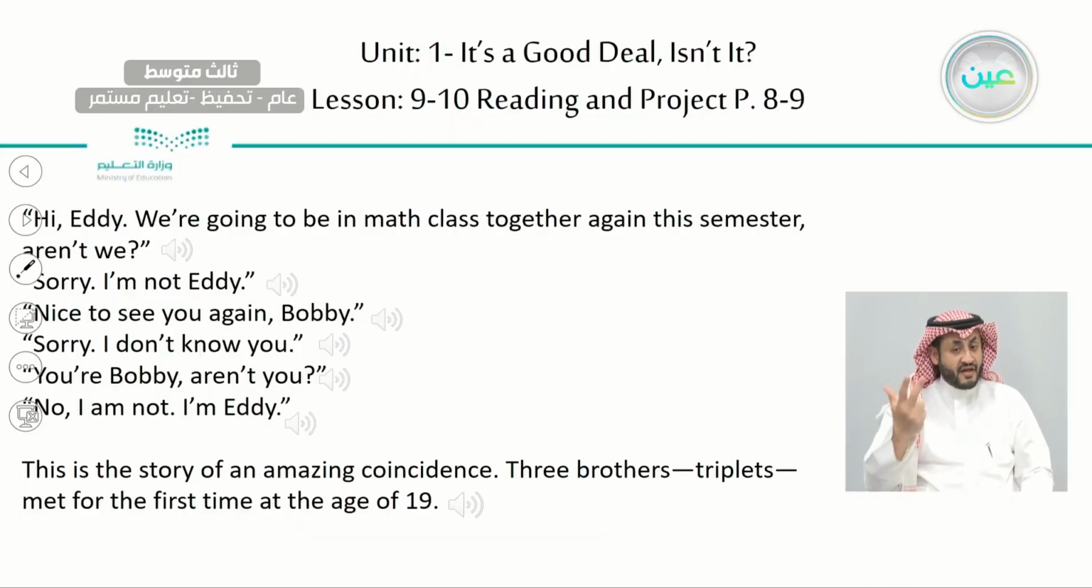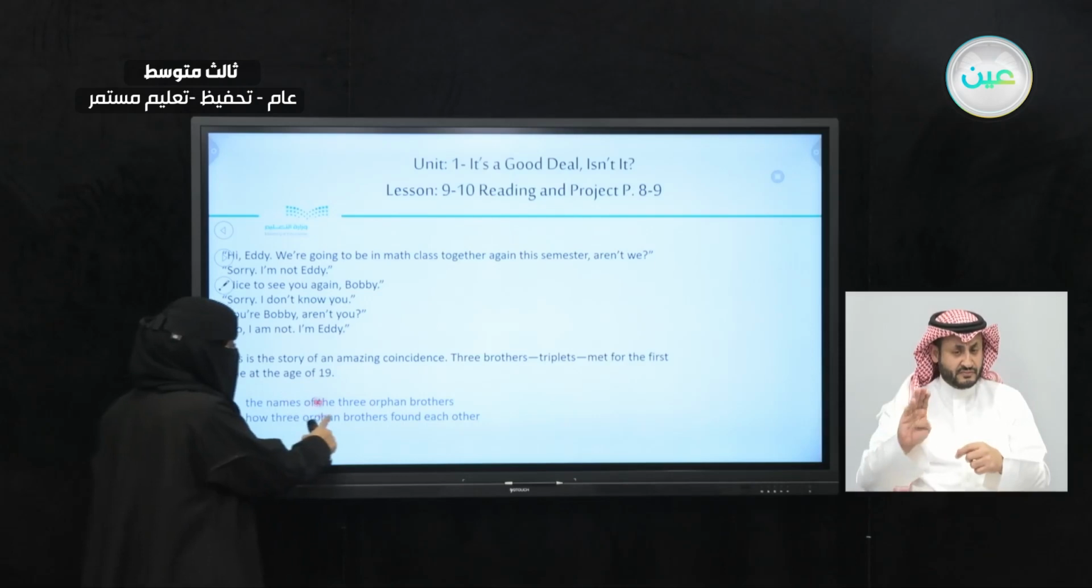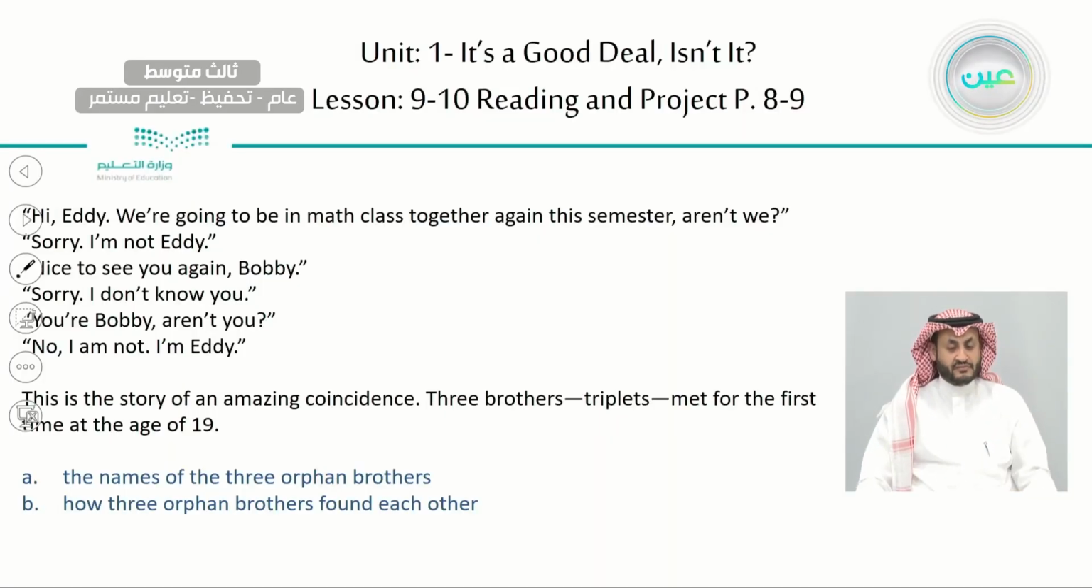So this is a story of an amazing coincidence. 3 brother triplets met for the first time. So this is the story. We will read the story about them, okay? So for this first part, which main idea are we gonna choose, A or B? The names of the 3 orphan brothers. Did we read only about the names? Or how 3 orphan brothers found each other?